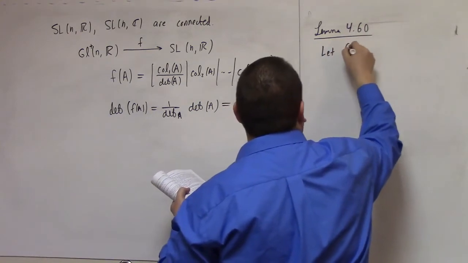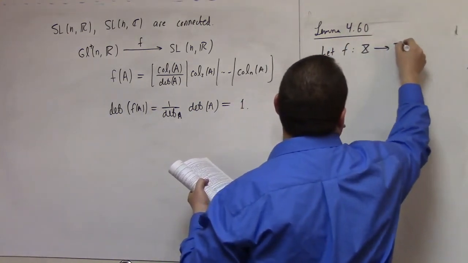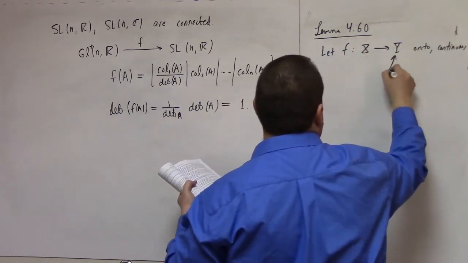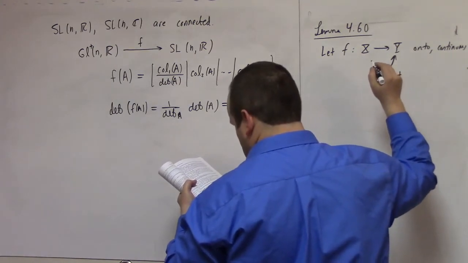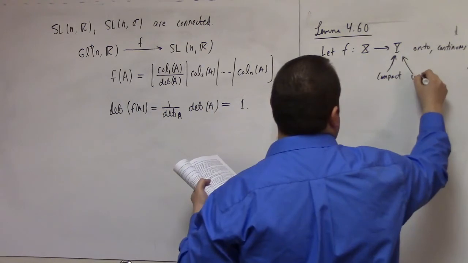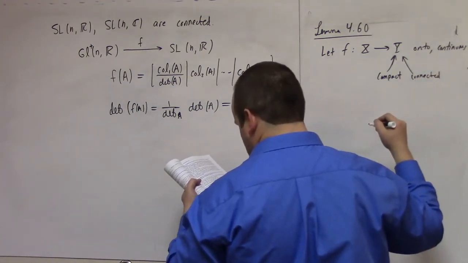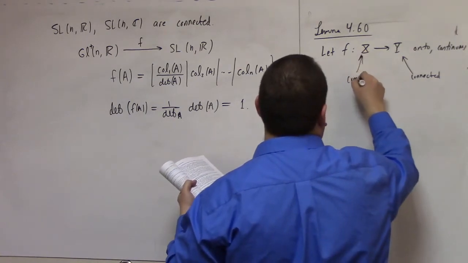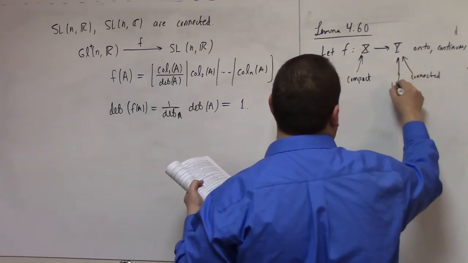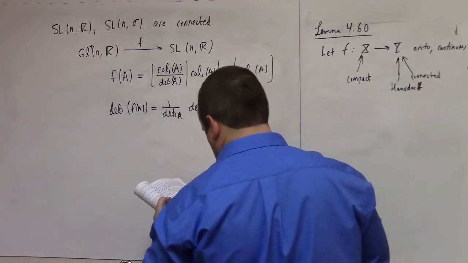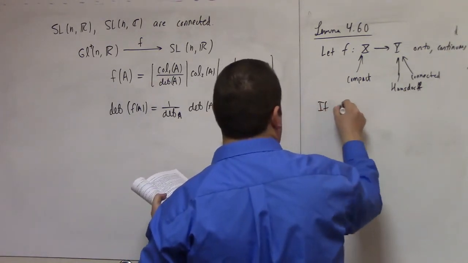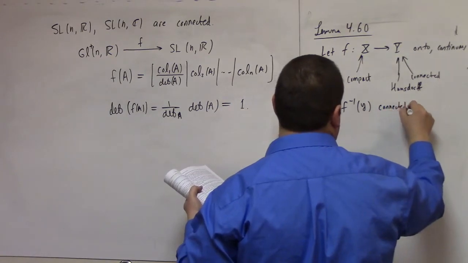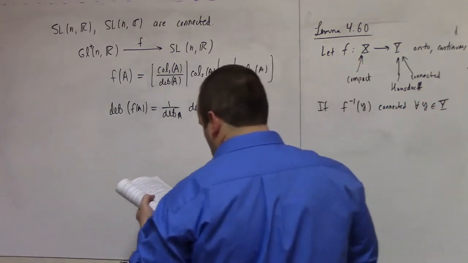Let's see here. Let F from X to Y be onto, continuous. And we're also assuming that Y is compact. What else are we assuming? Connected. Wow. Very greedy. Y is compact, it's connected. I think X is compact. Ah, yes. Alright. And Y is Hausdorff. Connected and Hausdorff, okay. Anything else? And then if the fiber over y, if F inverse of y is connected for all y in Y, then X is connected.